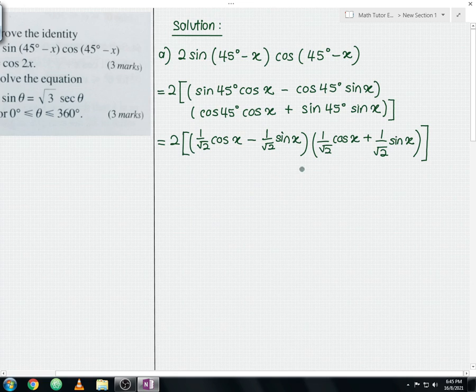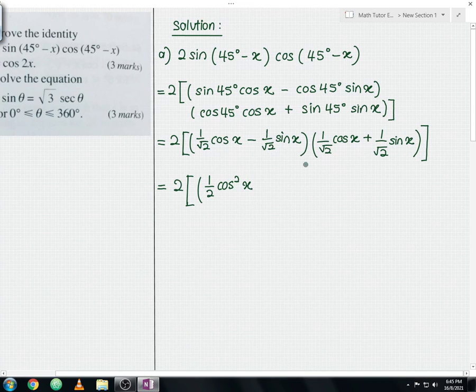So we're going to perform the conjugate over here. So from here, when you times this, so from here 2, and then you times with the square bracket. So from here, we start with the A square. The A square will be 1 over square root 2 cos x times with 1 over square root 2 cos x. So from here, you should get 1 over 2 cos square x. So this is the first expression.